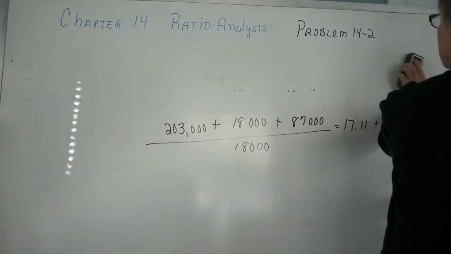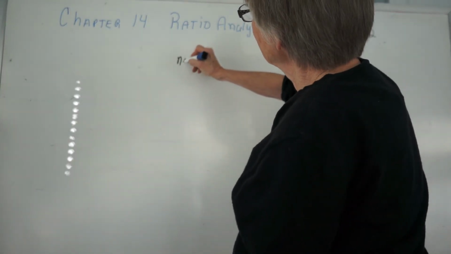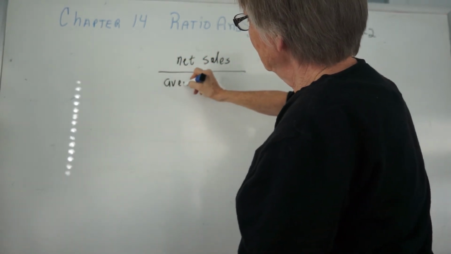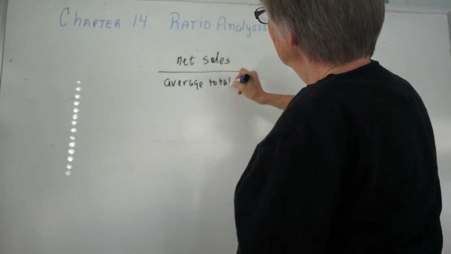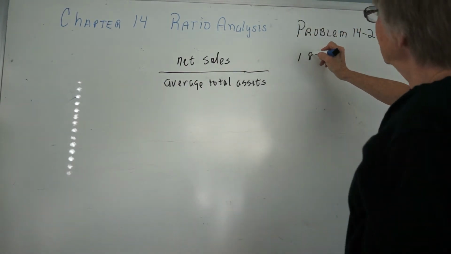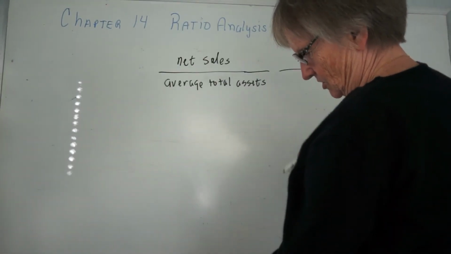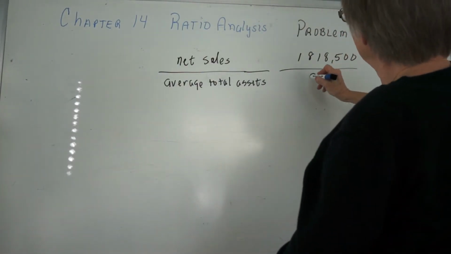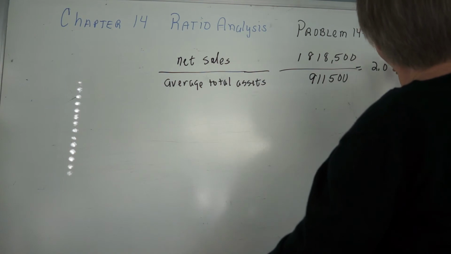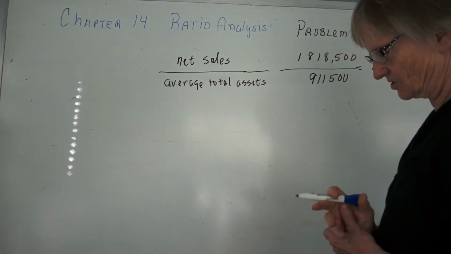Okay, so asset turnover. Let's look at asset turnover. This is net sales. Okay, and remember we're using net sales divided by average total assets. So not current, not long-term, but total assets. We go up to the top, net sales, that's at 1,818,500, divided by your average total assets. So you take your beginning total assets, ending total assets, 911,500, and you get 2.0 times for your asset turnover ratio.